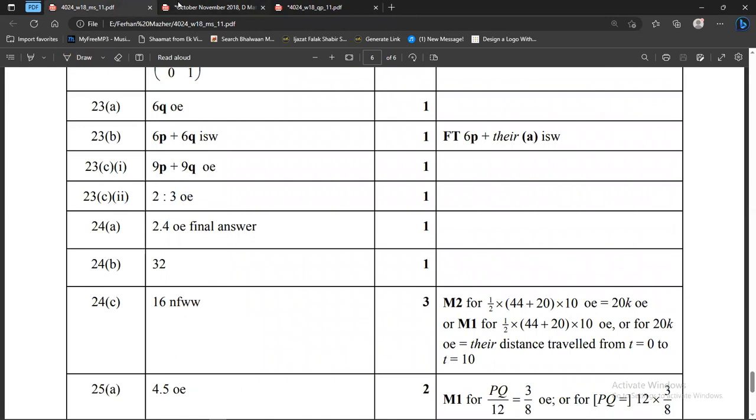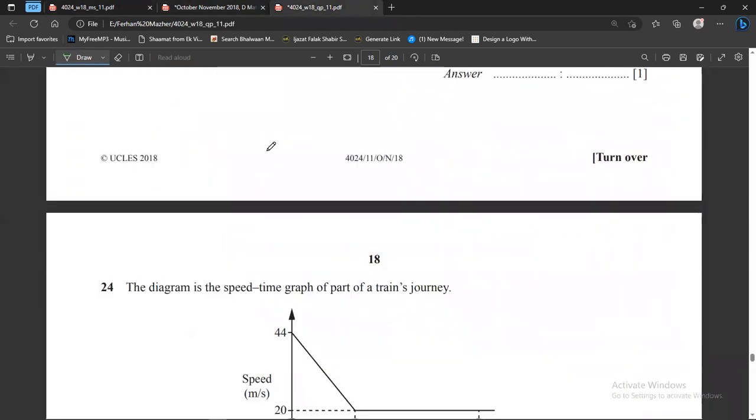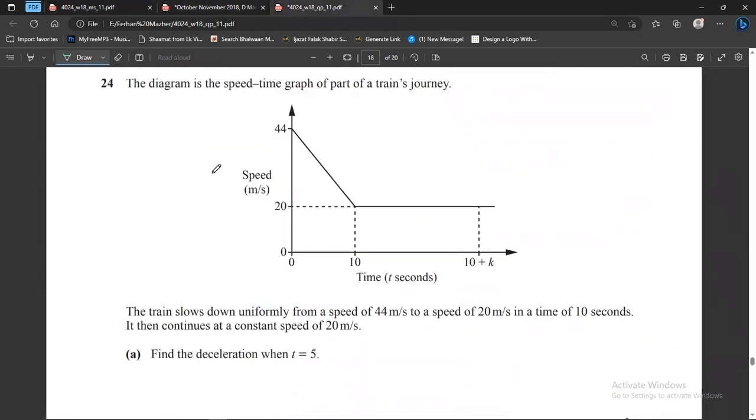2 ratio 3 is the answer, sir. That is right, sir. Okay, so we are going to the next question. Here we have question number 24. The diagram is a speed time graph of part of a train's journey. On the y-axis, we have speed. On the x-axis, we have time. The train slows down uniformly from a speed of 44 meters per second to a speed of 20 meters per second in a time of 10 seconds. It then continues at a constant speed of 20 meters per second.